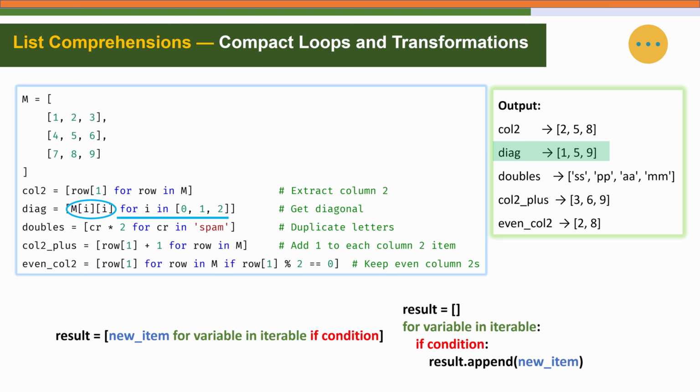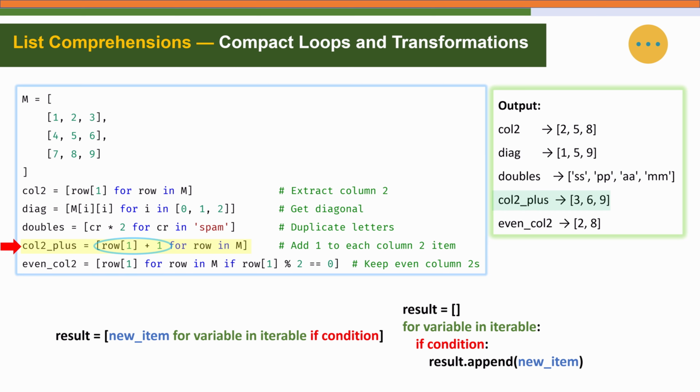List comprehensions are not limited to numbers, they work on any sequence. For example, if you write c * 2 for c in spam, this statement basically doubles each character in the string, producing a pattern like SS, double P, double A, double M. We can also apply transformations. For example, row[1] + 1. So this statement adds 1 to each second column value, resulting in a list 3, 6, 9.